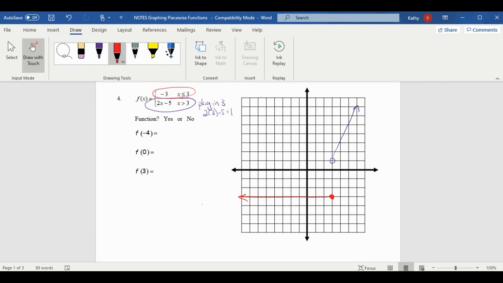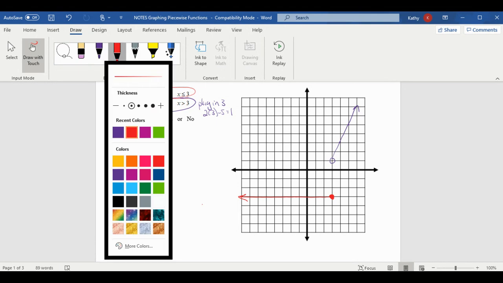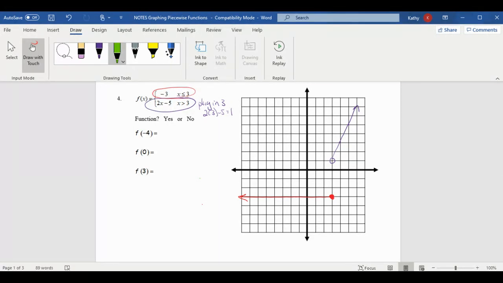Evaluating our functions. -4. -4 is part of the red, right? It's less than 3. So our function value is equal to -3. F of 0 is also less than 3. So our function is still -3. And at 3, our function is still on the red line, which is at -3.